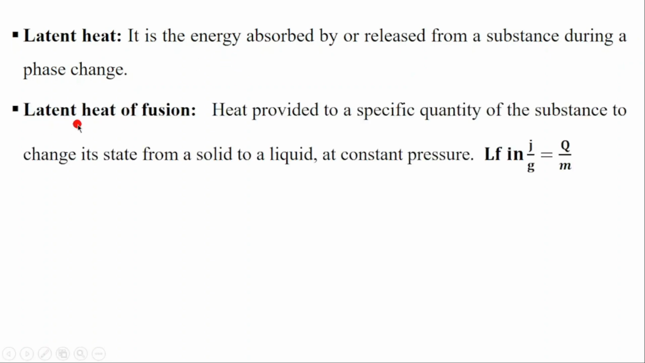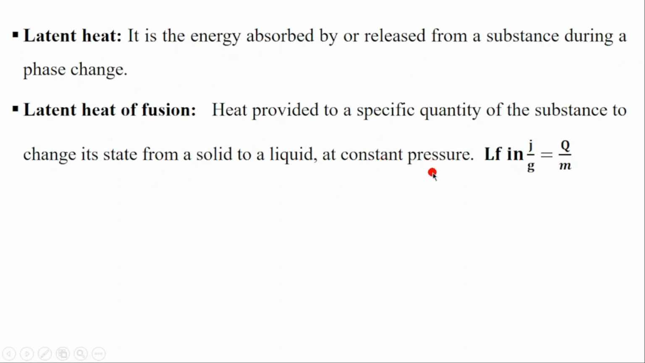We have the latent heat of fusion and the latent heat of vaporization. The latent heat of fusion is the heat provided to a specific quantity of the substance to change its state from a solid to a liquid at constant pressure. That's what you call latent heat of fusion, the heat required to change the phase from solid to liquid at constant pressure.